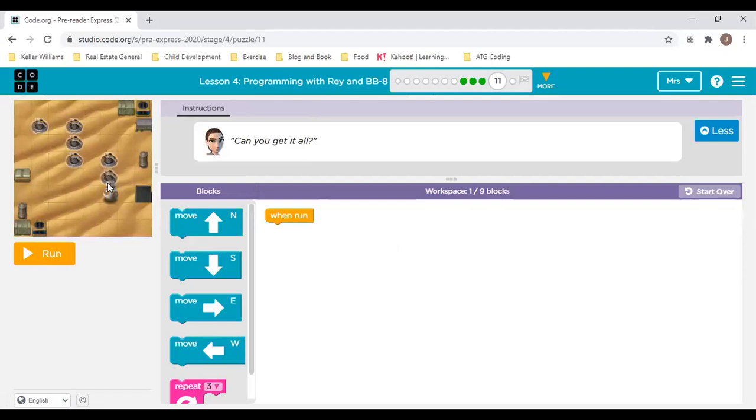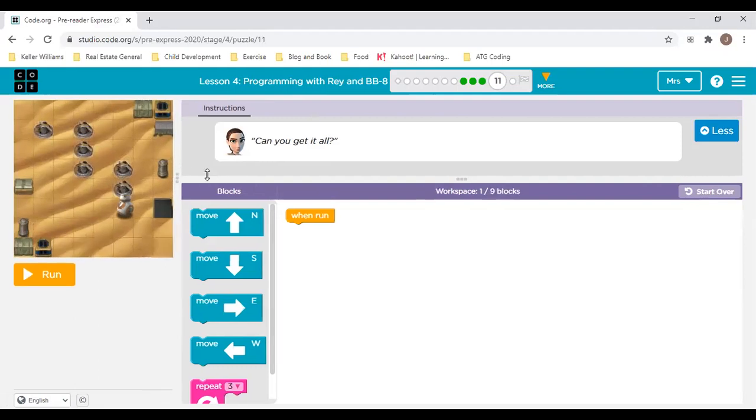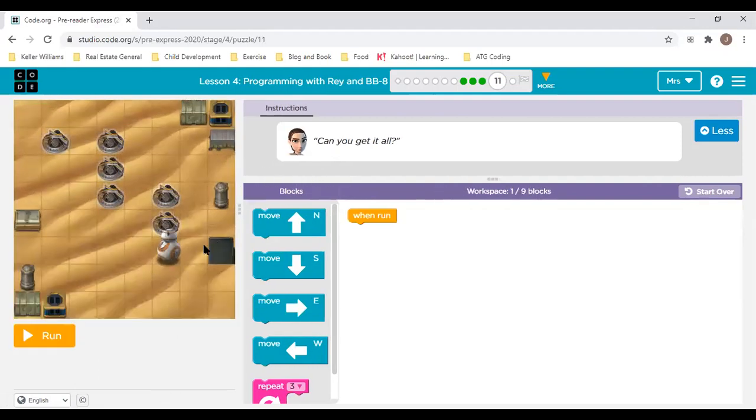Okay, here's another puzzle. We are at number 11. Do you see here on our workspace, we can use 9 blocks. There's already 1 block because the when run block always needs to be there, but that's our first block, number 1. Now, who can tell me how we will code this one?